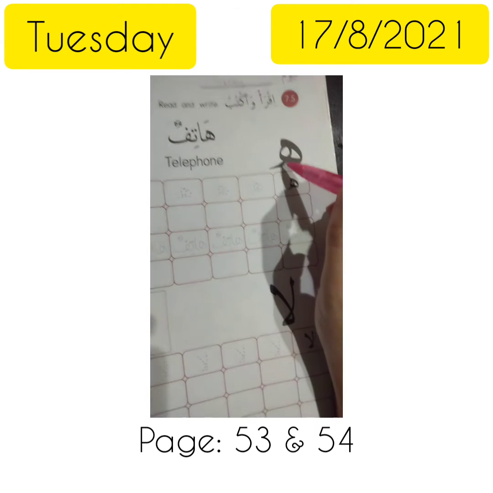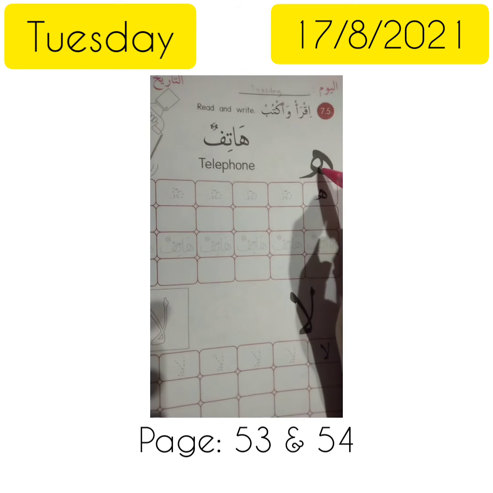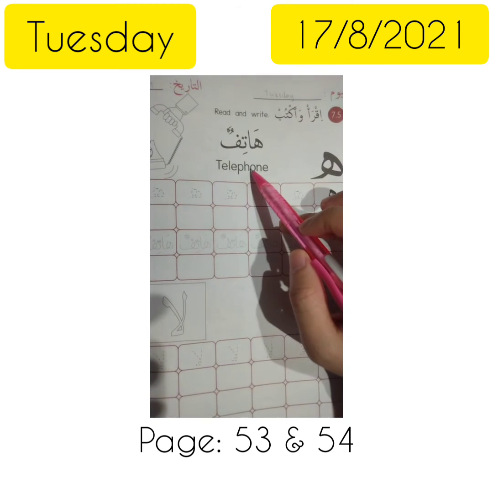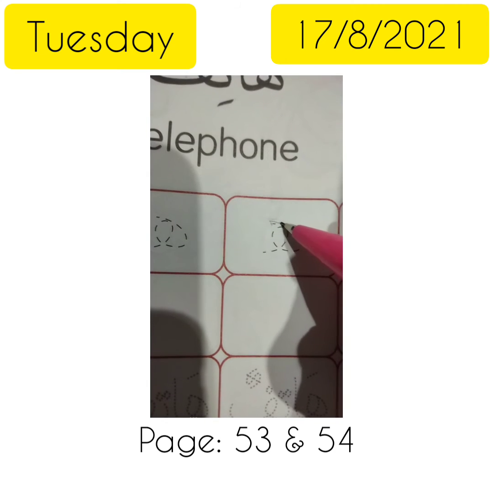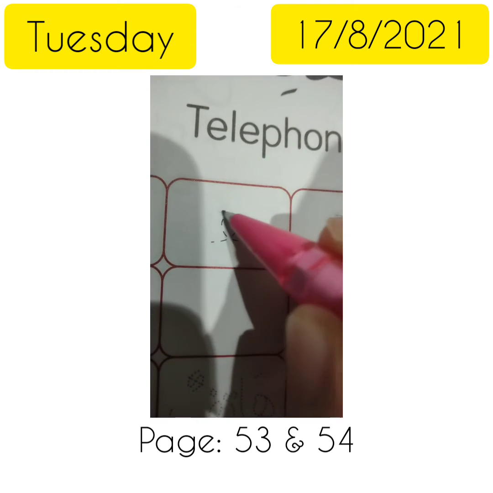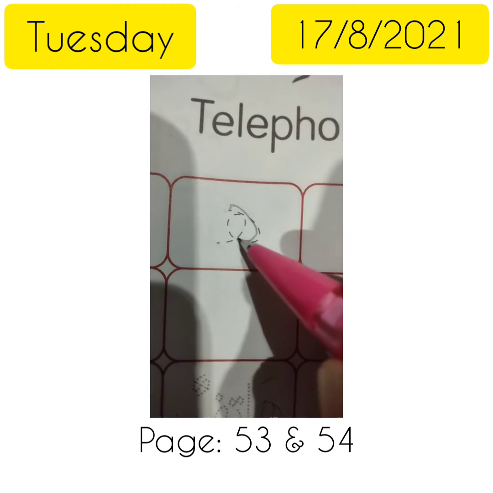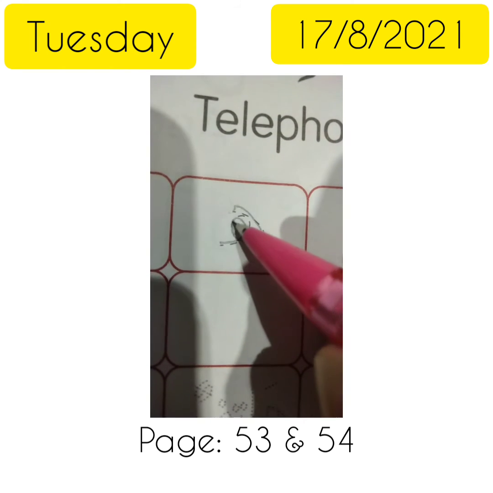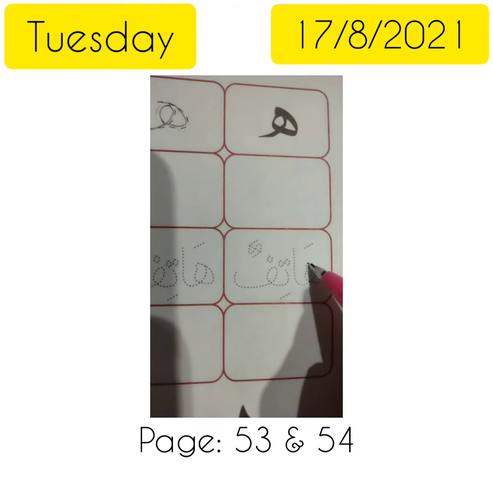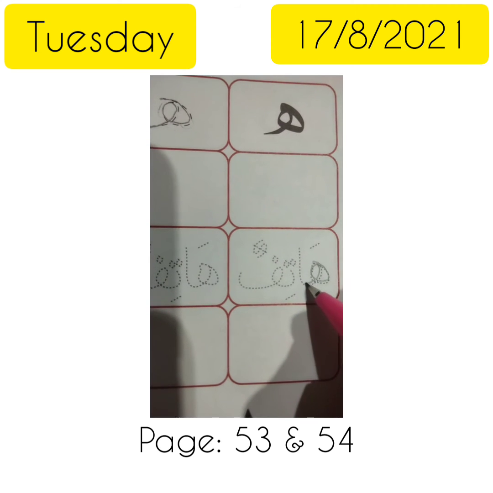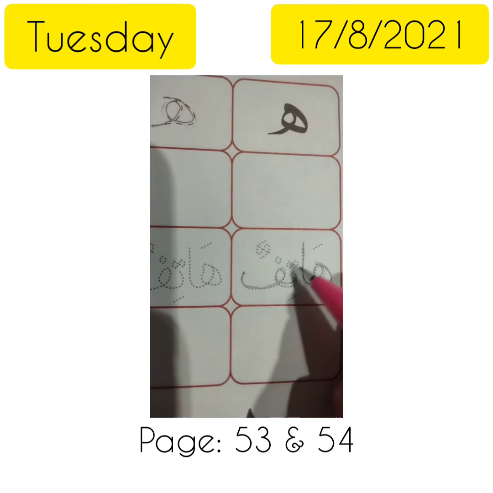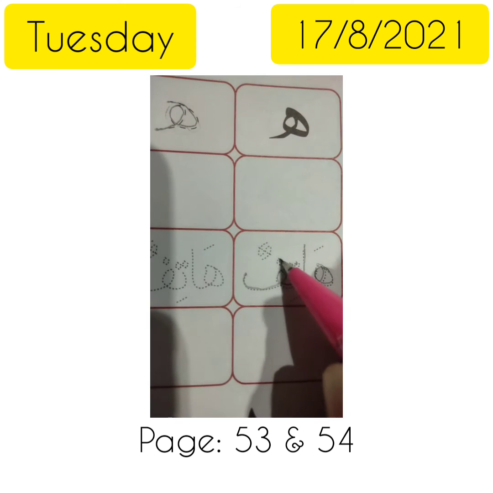Okay. This is letter ha. Ha. Hatifun. Telephone. Okay, now let's read words of hatifun. Don't forget to put the dot. Okay, jangan lupa dot dia. Dan juga baris.